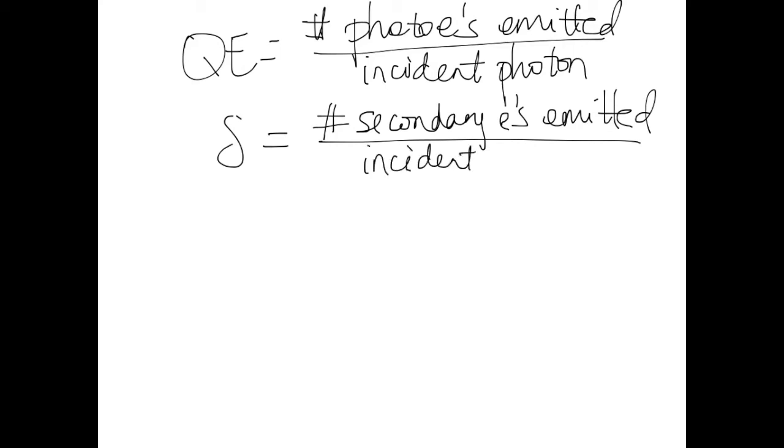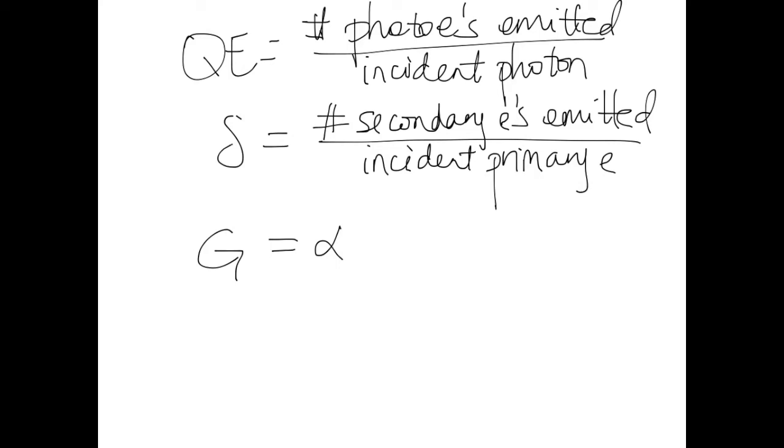Or incident primary electron, my bad. Primary electron. Okay, and then we had G, which is the overall gain of the PMT. And this was equal to some constant alpha. Alpha is the fraction of all photoelectrons collected by the multiplier structure, which for all practical purposes is around 1.